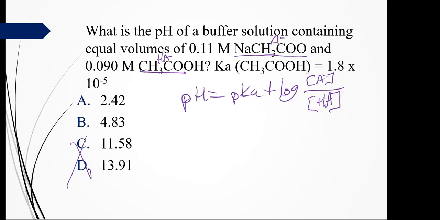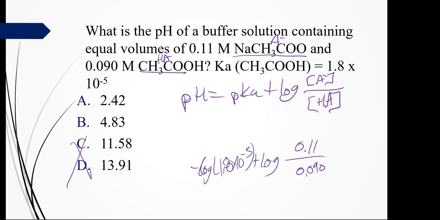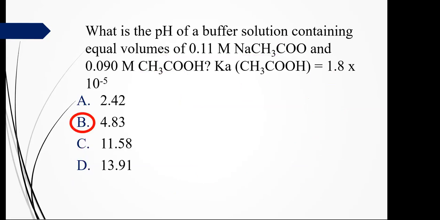And because we have equal volumes of them, we can just use their values as they are. If they weren't equal volumes, we'd have to adjust them for that new concentration. But because they are equal volumes, then their ratios will stay the same. And then we have negative log of 1.8 times 10 to the minus 5 plus that value there. And so our pH, once we plug that in, is going to end up being this 4.83. And so that's kind of how we get through that.